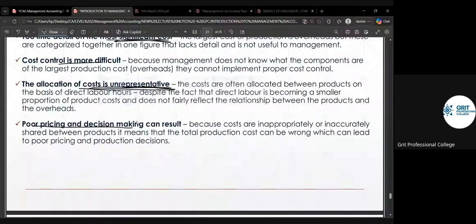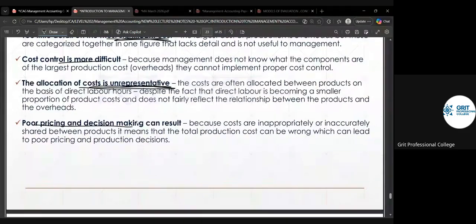Alternatively, if you get the cost wrong by charging a much lower proportion of your overheads into your product, that will lead to a final product that has a much lower cost and therefore a lower price. And if you are charging a lower price, clearly profitability will suffer. So it could lead to poor pricing either on the high side or the low side. And so these are some of the problems or challenges that the traditional costing system brings about.